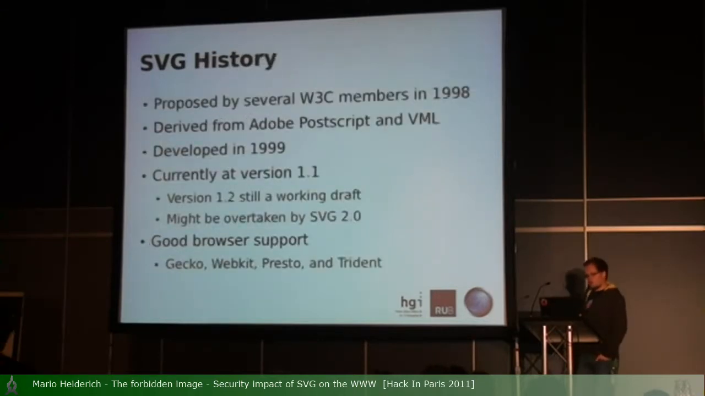Let's learn a little bit about SVG history. SVG was proposed by several W3C members in 1998. It's a derivation from Adobe PostScript and from VML. Who of you here knows what VML is? Very good. VML, I would say, is a horrible dialect which was created back then by Microsoft, which was attempting to give HTML the possibility of displaying animations, of adding the factor of time, being able to say start with this and with this over a certain amount of time.